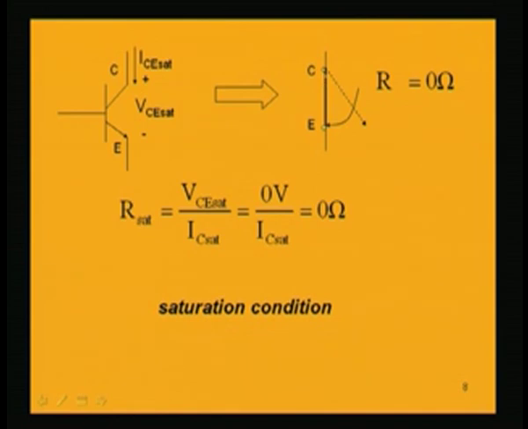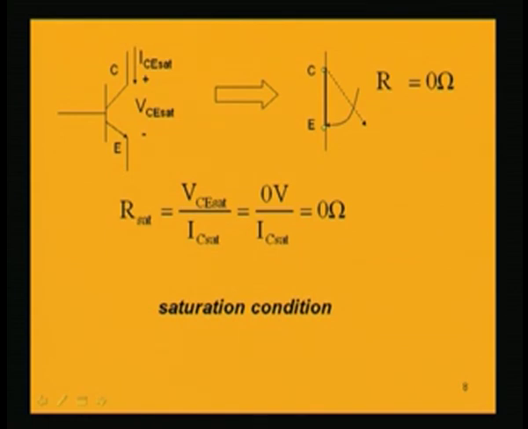The voltage between collector and emitter is VCE sat, and the current flowing from collector to emitter is the saturation current IC sat. This VCE sat is equal to 0 volt, and IC sat has of course a high value, but it does not matter because if the numerator is 0, the resistance becomes 0. So, the resistance of this part between collector and emitter is 0 ohm.